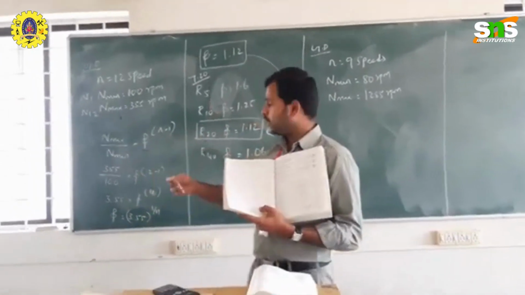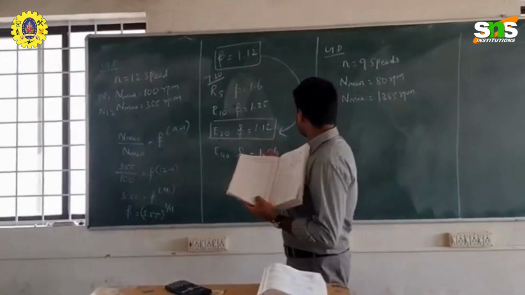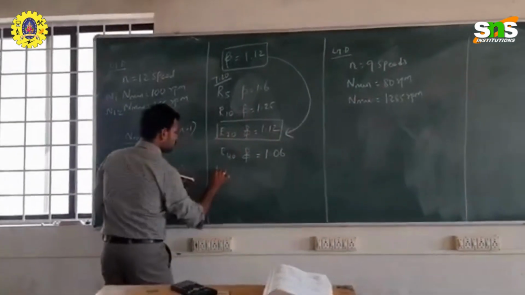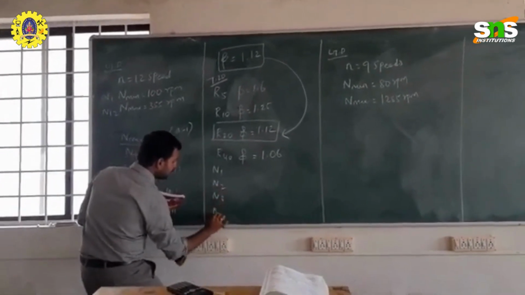Now you can choose the in-between speeds. So you write this: N1, N2, N3, N4.